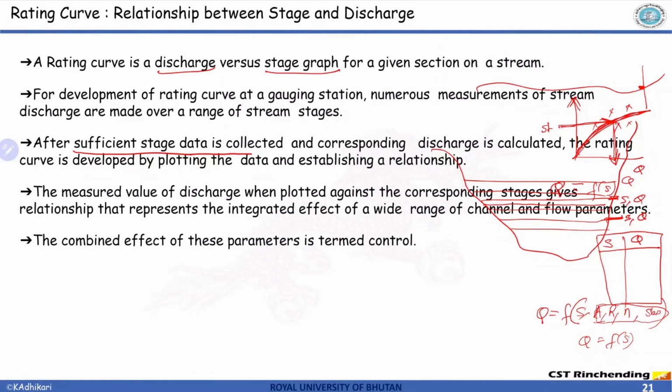Now if we compare winter and summer, during summer there would be vegetation growth, right? If the vegetation growth is more in summer, of course the Manning value would then increase.